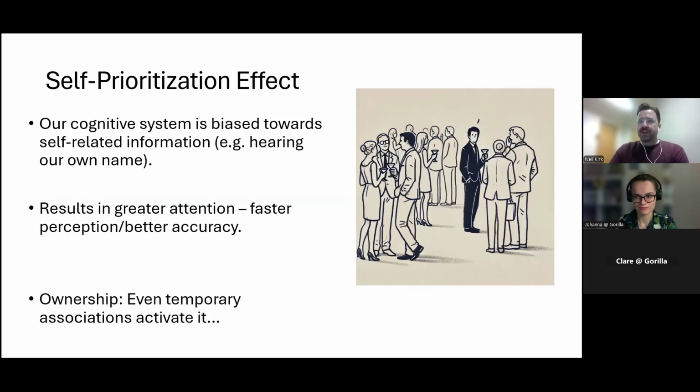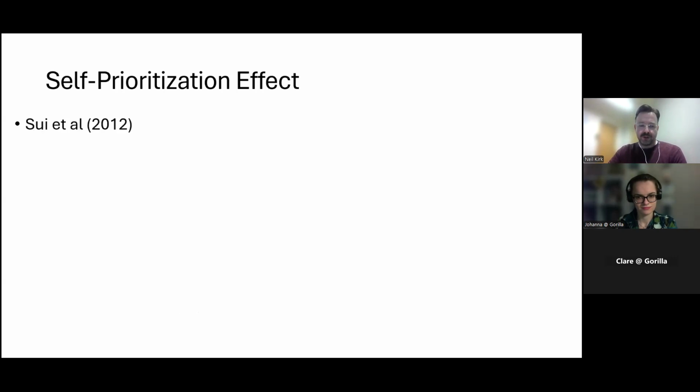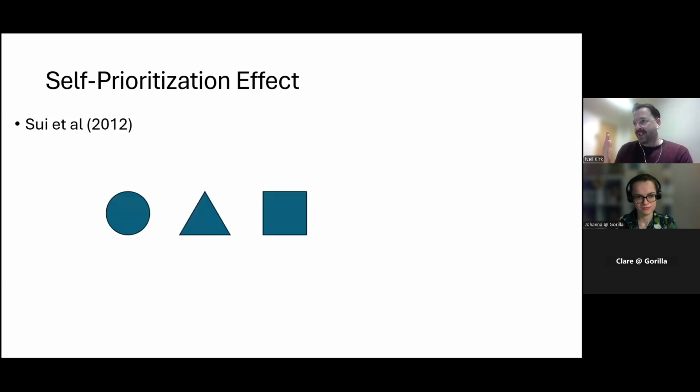But what's interesting is that even stuff that is owned by us, but even for a very brief amount of time, or even really arbitrary associations, can activate that system and become part of our kind of self-processing bias. So just to demonstrate that, this was first introduced in a paradigm by Sui et al. And what they did was assign shapes. So again, just arbitrary kind of assignments of a circle, a triangle, and a square, and they assigned them as belonging to either you, a friend, or a stranger.